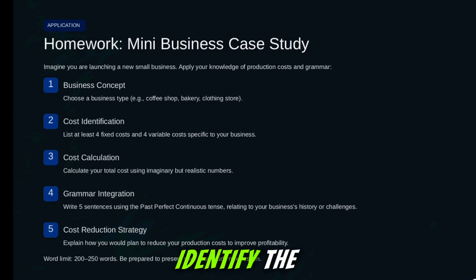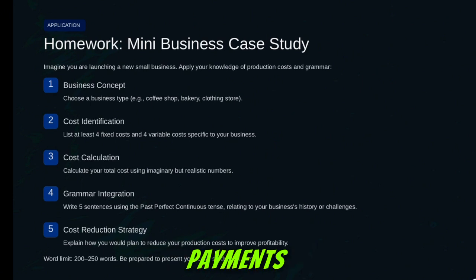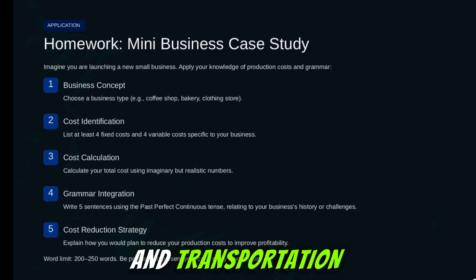Second, you need to identify the costs of your business. There are two types of costs, fixed costs and variable costs. Fixed costs are expenses that stay the same every month, such as rent, salaries, insurance, or equipment payments, and variable costs change depending on production. Examples are raw materials, packaging, electricity use, and transportation.